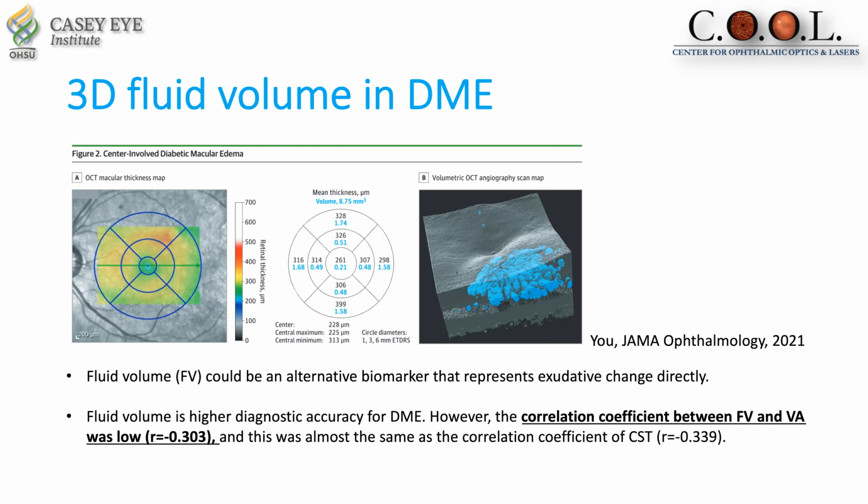Using this algorithm, we have reported that an automated central macular fluid volume is a more precise diagnostic biomarker than CST for DME, especially in cases with retinal atrophy. However, the correlation coefficient between fluid volume and visual acuity was low. Correlation coefficient was negative 0.30, and this was almost the same as the correlation coefficient of central subfoveal thickness, negative 0.33. So do these results mean that fluid volume is not a promising biomarker?